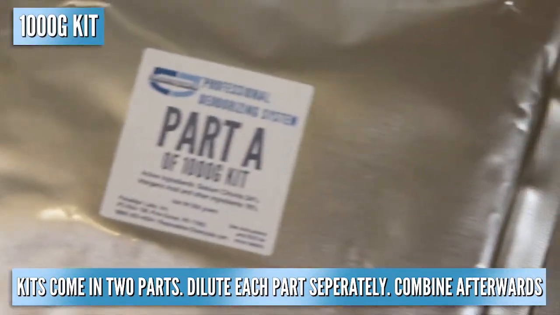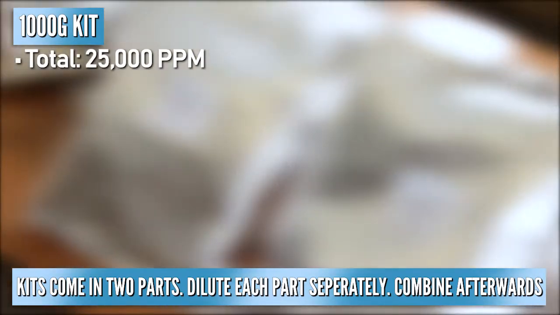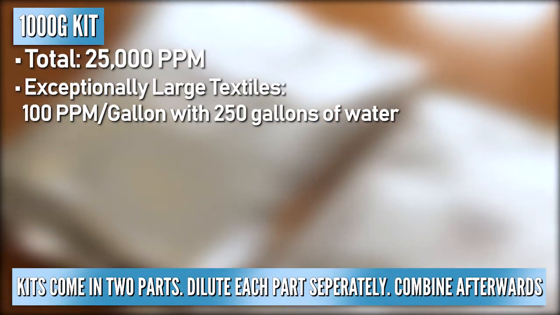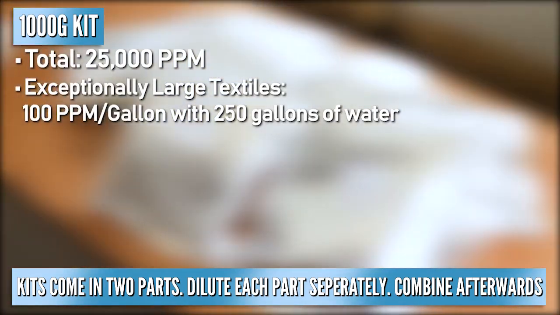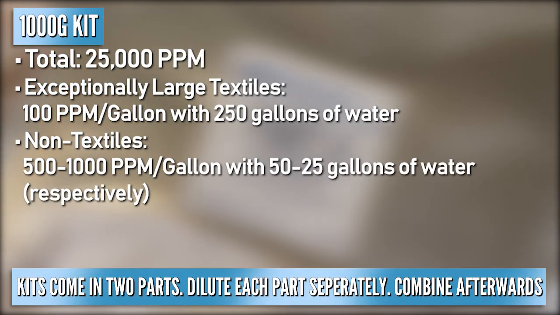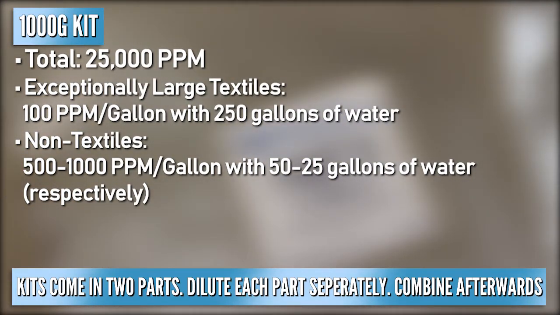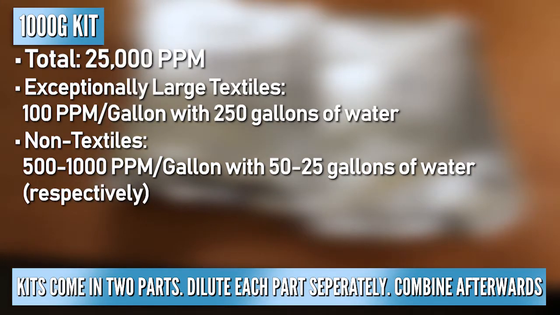The 1,000-gram kit is the most popular kit and makes a total of 25,000 parts per million of chlorine dioxide. For exceptionally large textile treatments, it makes 250 gallons of ready-to-use solution at 100 parts per million per gallon. For non-textile surfaces, it can be used at higher concentrations of 500 to 1,000 parts per million per gallon when diluted into 25 to 50 gallons of water.